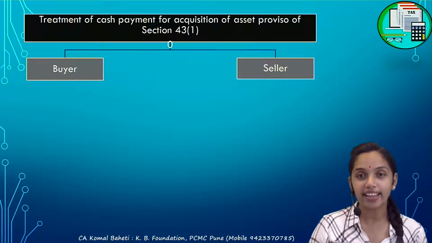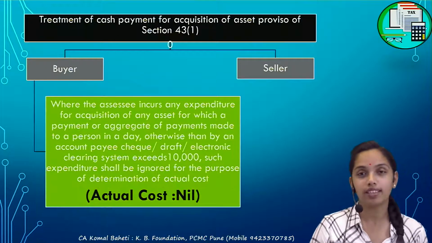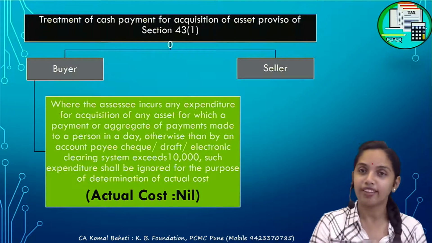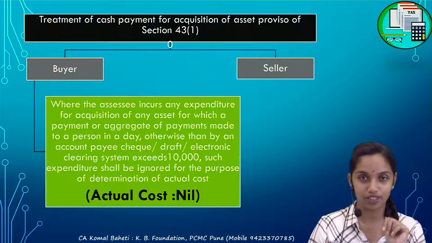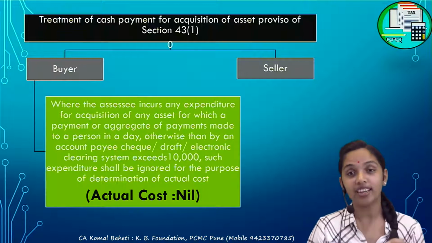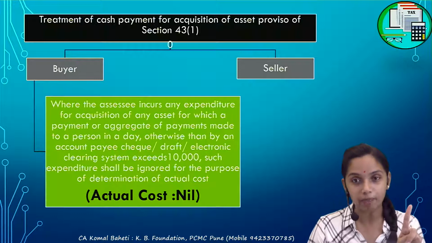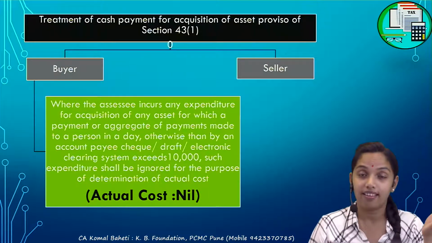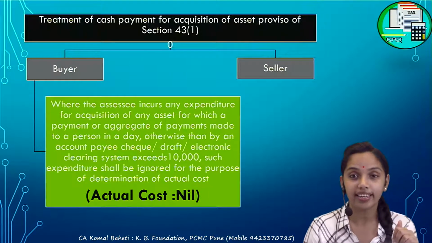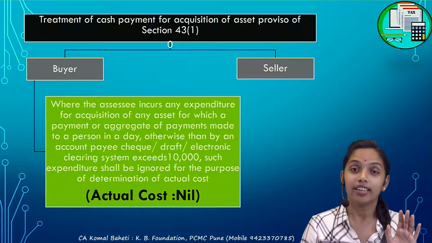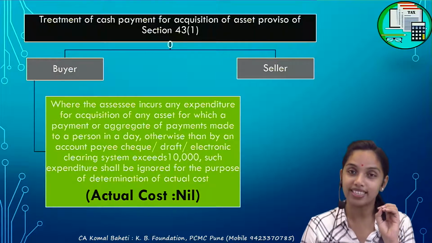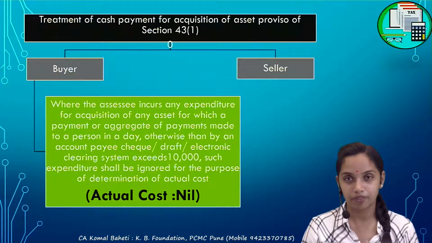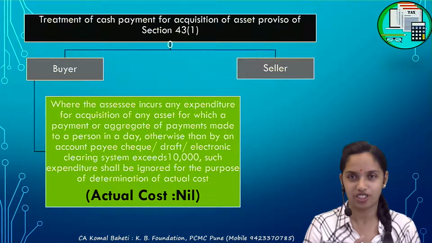So, the buyer angle. What this Proviso to 43(1) says is that you had incurred a capital expenditure for the acquisition of an asset. Okay, that is the first thing. The second, in respect of that, you had made a payment to a single person in a single day. The payment has been made otherwise than by account payee cheque and account payee DD, or e-transfer. In a nutshell, you had made a payment in cash.